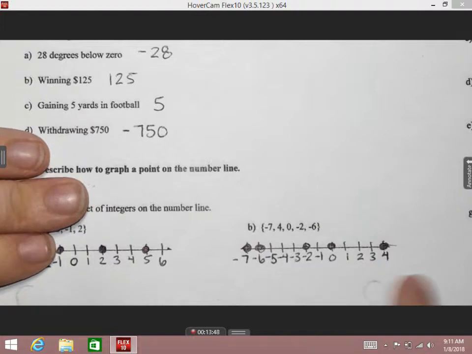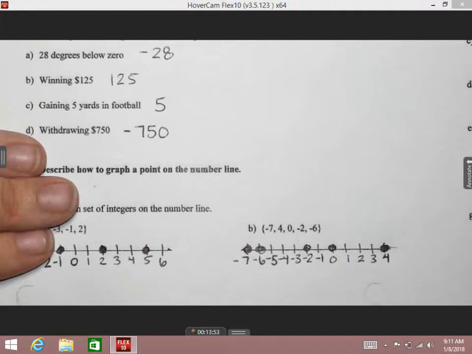Okay. Now on your homework, the good news is, guys, you're not going to have to draw out these number lines ever again. On your homework, what it's going to ask you to do is just put those numbers in order from least to greatest. So what order would those numbers go in if I was going to write them in order from least to greatest? What order would that go in?